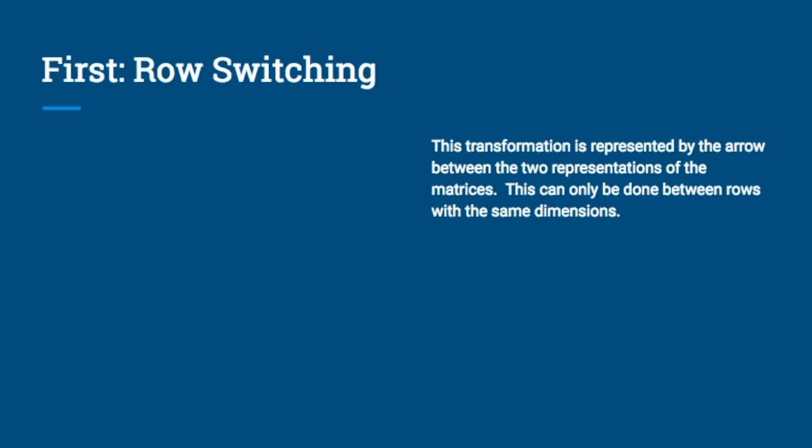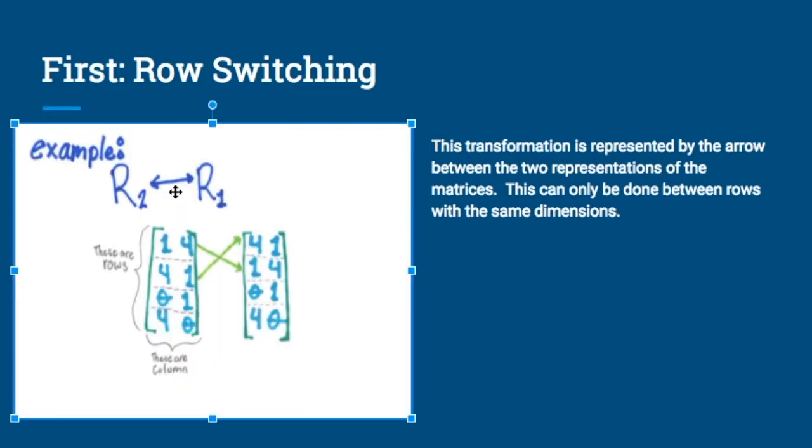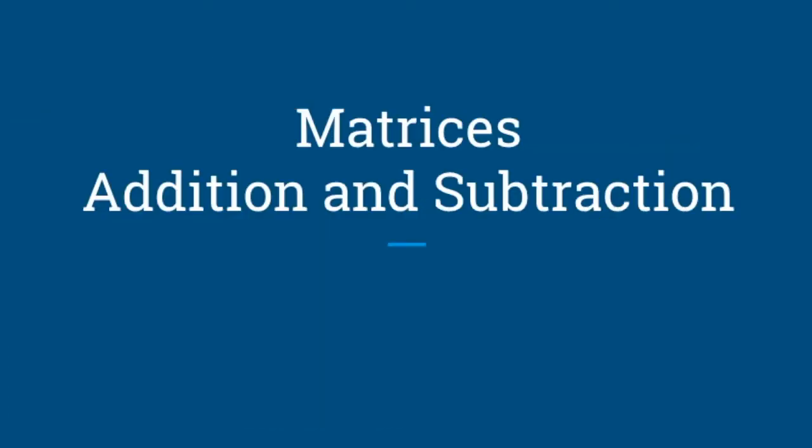So, how do you do row switching? Basically, you just have to switch rows. In this, we can see that these are rows. Each of these individual lines of numbers are rows. And we can see that these are columns. So, basically what we need to know from this is that row switching is important in making a matrix more understandable and organized. Now, let's move on to the second one.